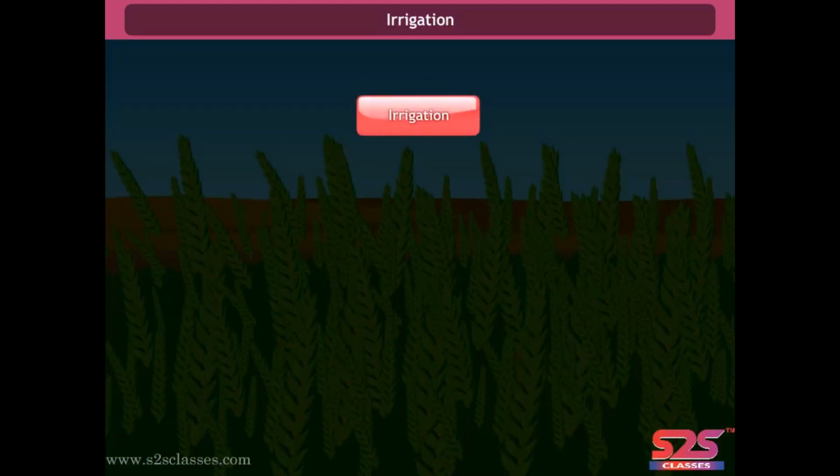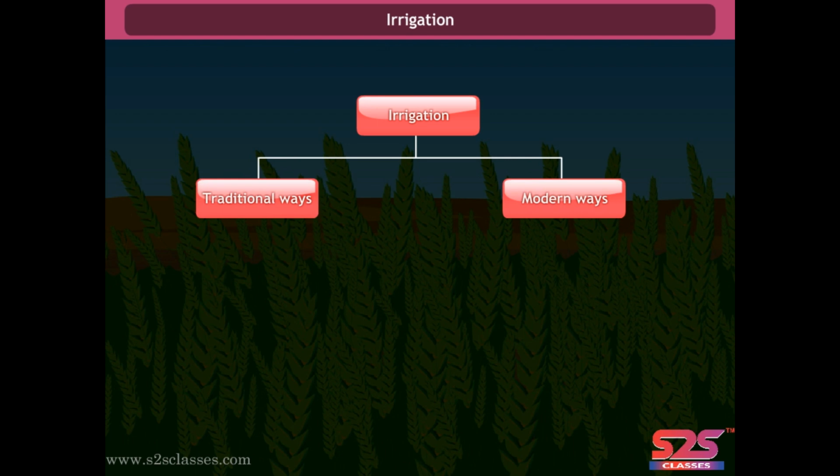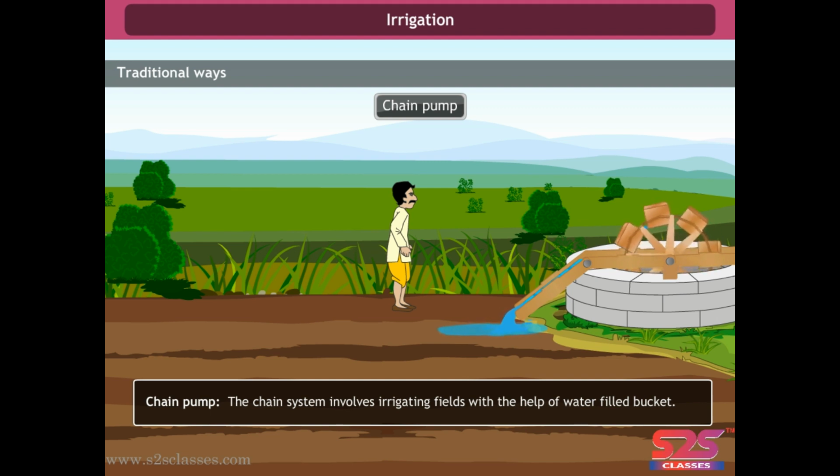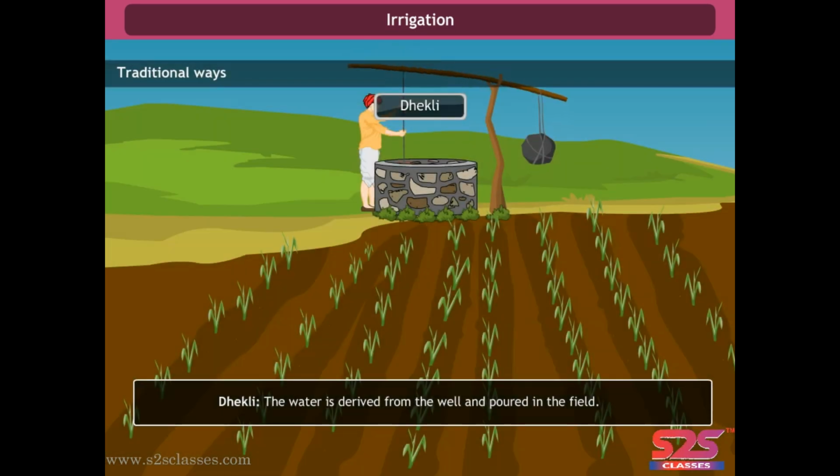Irrigation. Irrigation is the supply of water to the land from artificial channels to make plants grow. There are two ways of irrigation: traditional ways and modern ways. Traditional ways: moat, pulley system. The water is filled in the pot from the well and poured on the crops. Chain pump. The chain system involves irrigating fields with the help of water-filled buckets. Dhekli. The water is drawn from the well and poured in the field.